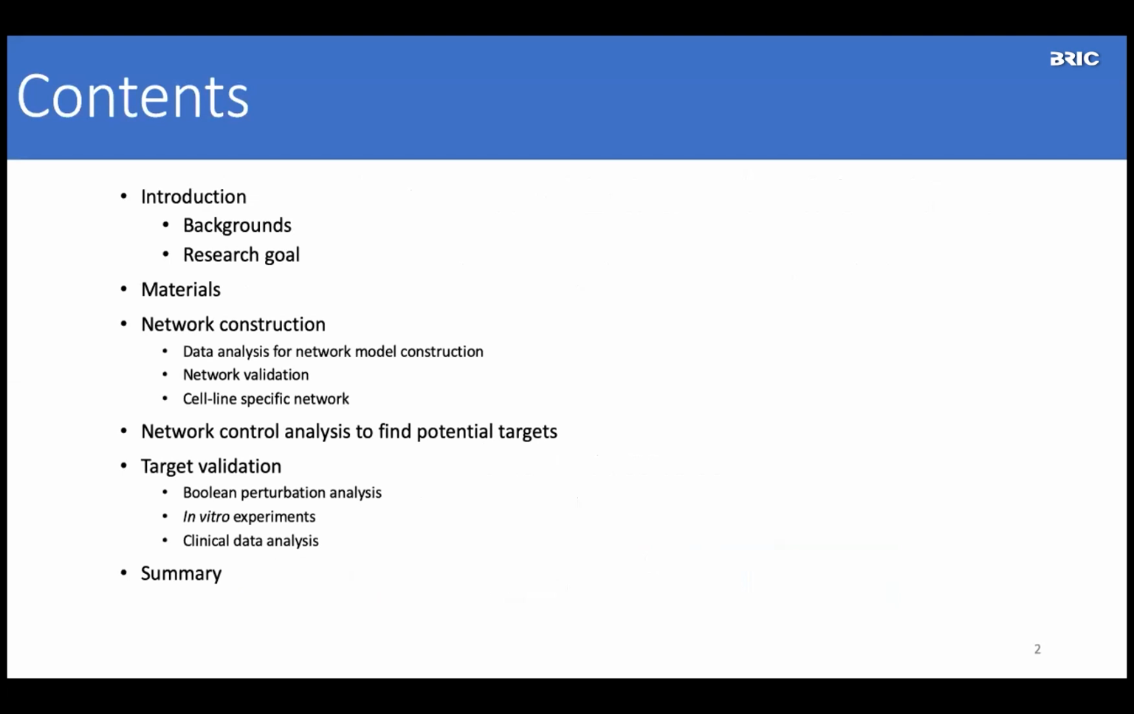First of all, I'm gonna be explaining the background, research goal, and what kind of data sets I used for this particular study. And then how I constructed the network model and what kind of network control analysis I performed to find potential targets for such transition, and how I validated the identified targets from the network analysis. And then I'm gonna wrap up this presentation with the summary.